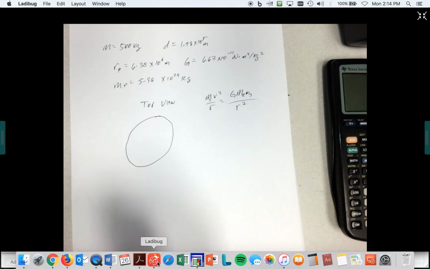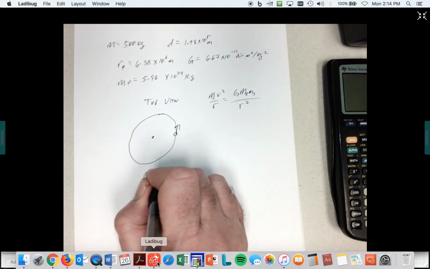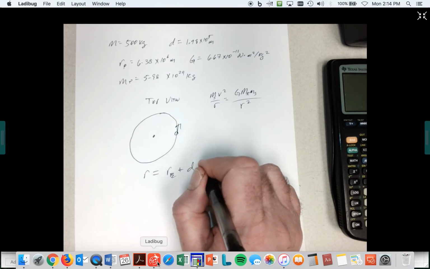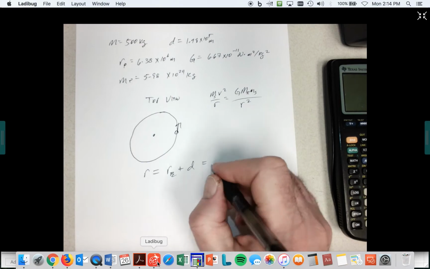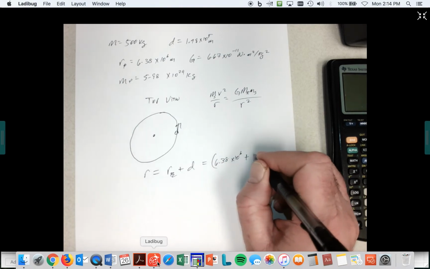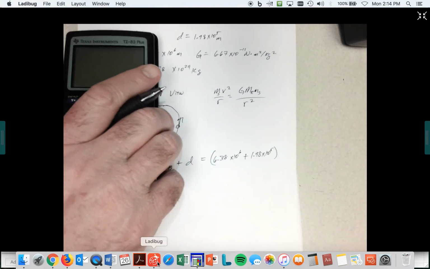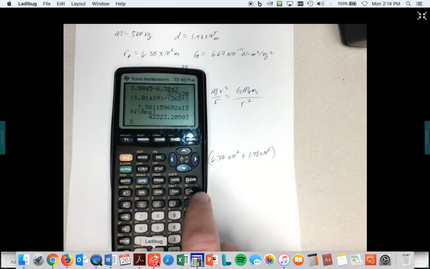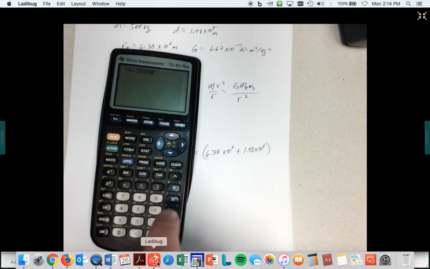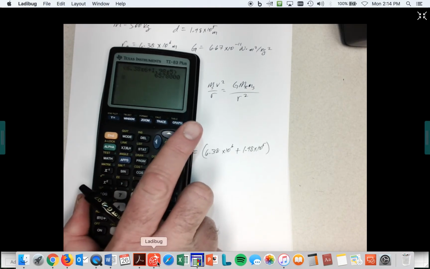Let's take a look. First of all, I know that R is equal to RE plus D, which isn't going to affect this RE too much. So that'd be 6.38 times 10 to the 6th plus 1.98 times 10 to the 5th. Let's go ahead and get that number taken care of, and then we'll do the quick and dirty algebra and be done with this. So we add those two numbers: 6.38 times 10 to the 6th plus 1.98 times 10 to the 5th. Probably won't change it a whole lot. 6.57.